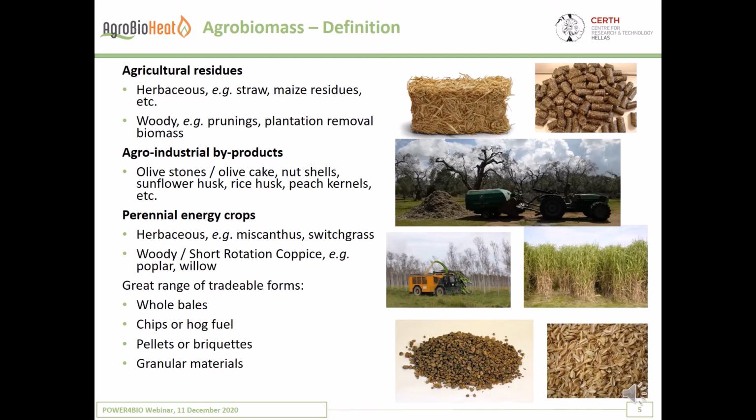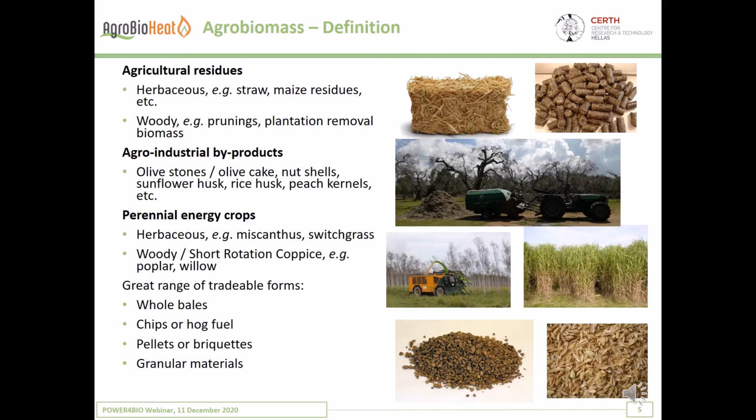By agrobiomass, we mean any kind of fuel that is of plant origin, lignocellulosic in origin, and especially fairly dry fractions that can be effectively used through thermochemical conversion processes. Agrobiomass is a very broad term. It can imply many different things, and for the purpose of this discussion we group them in three main categories: agricultural residues, agro-industrial byproducts, and finally perennial energy crops, non-edible ones.